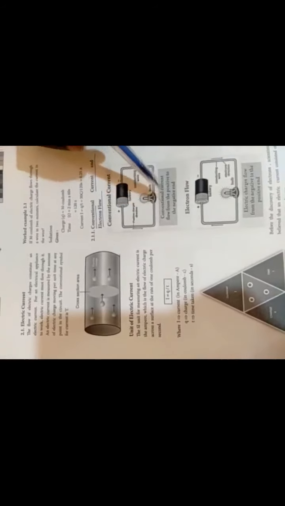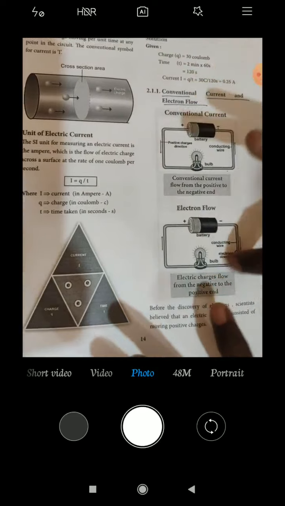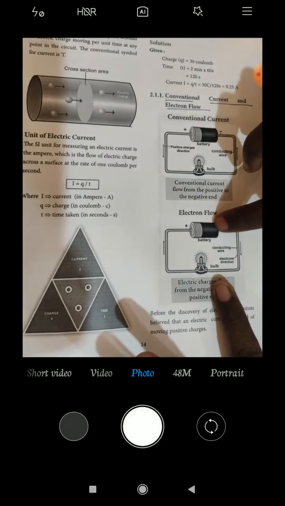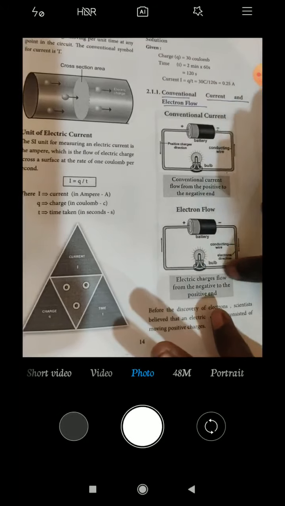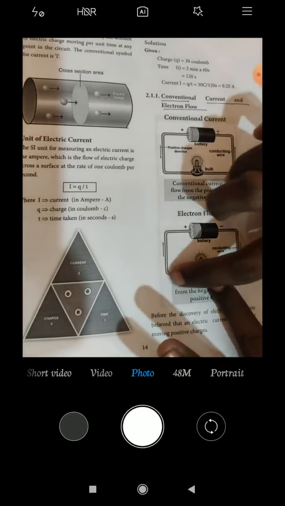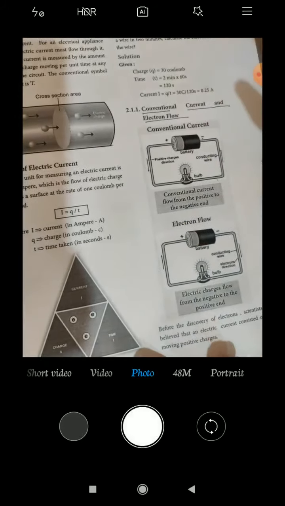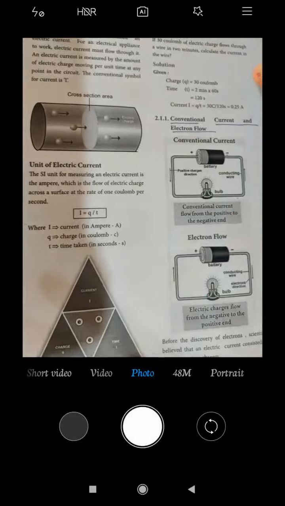Conventional current flows from the positive to the negative. So the positive charges move to the negative end. Now electron flow: the battery and bulb are connected through the wire. You see positive charges and negative charges. The negative charges connect through the wire to the bulb. So the electrons, the negative charges, go to the positive end. This is called electric charge flow from the negative to the positive.